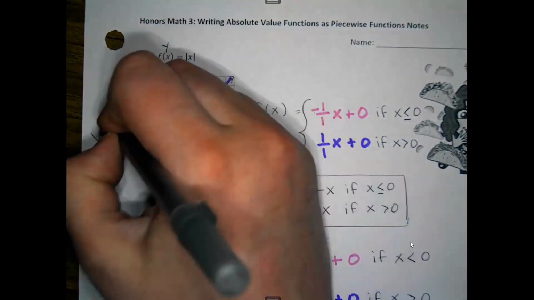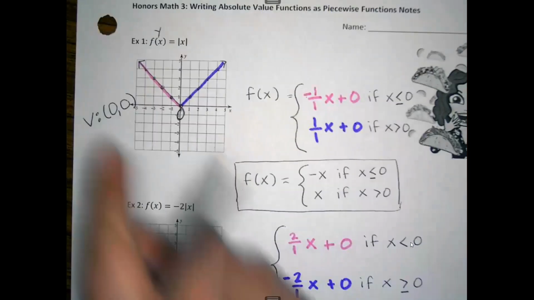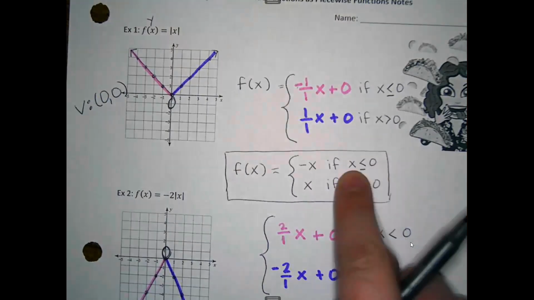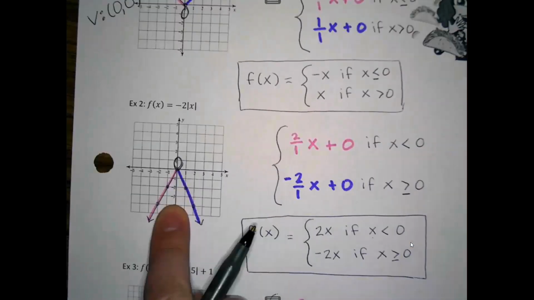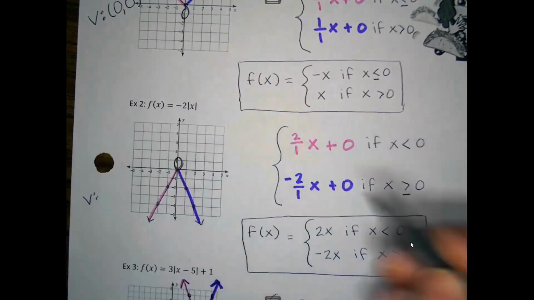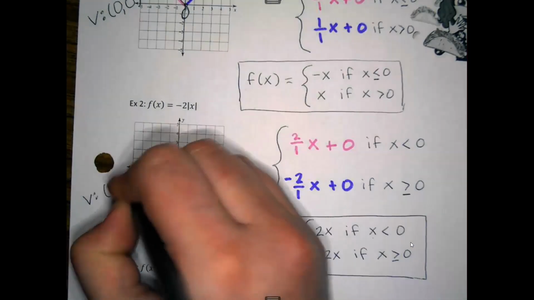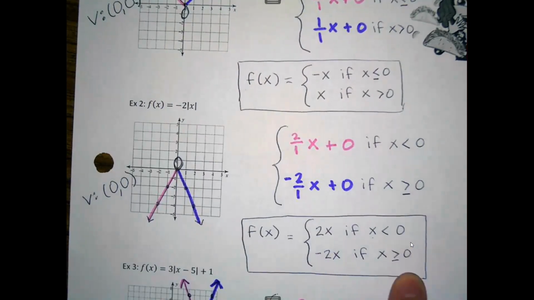0, 0. Okay, so the vertex is 0, 0, and we split it in half. We said if x is to the left of 0, if x is to the right of 0. We're going to get there. Example 2, what's the vertex? 0, 0. Okay. And when we looked at splitting the graph in half, we said if x is to the left of 0, if x is to the right of 0.